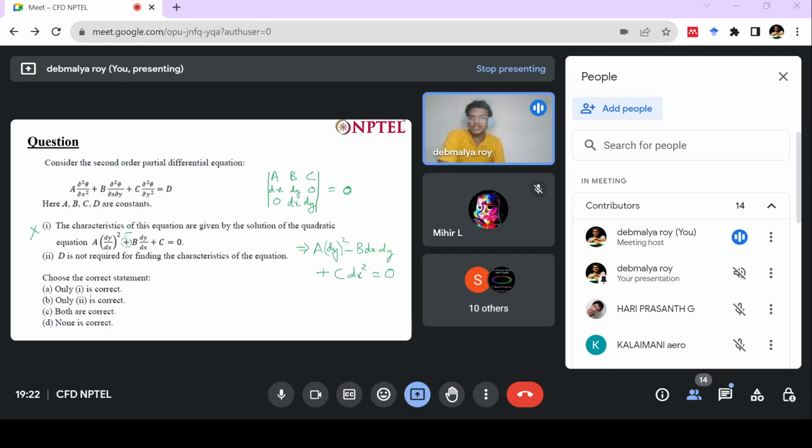So what about the second statement? Is this correct? Yes, it's correct. So D is not required for finding the characteristics of the equation. We just found out what we need to solve for finding the characteristics, and this is the quadratic equation. So this quadratic equation is required to be solved to find the characteristics. So D is not required for the solution. So this statement is correct. So we will mark answer option B as the correct one. Only the second option is correct.